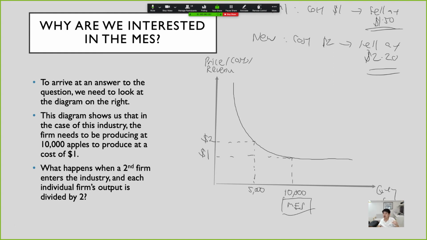So in the case where a market is very small and the minimum efficient scale is very high, it might be better to have one firm produce for the entire market as opposed to having two firms. Are you okay?